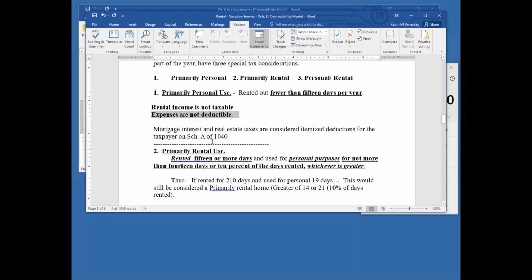With it being primarily personal, it would be considered your second home, and you could still deduct mortgage interest and real estate taxes on your primary return on your Schedule A. So that is 2 areas that you can deduct, and you'd be able to deduct everything, all mortgage interest and all real estate taxes paid.